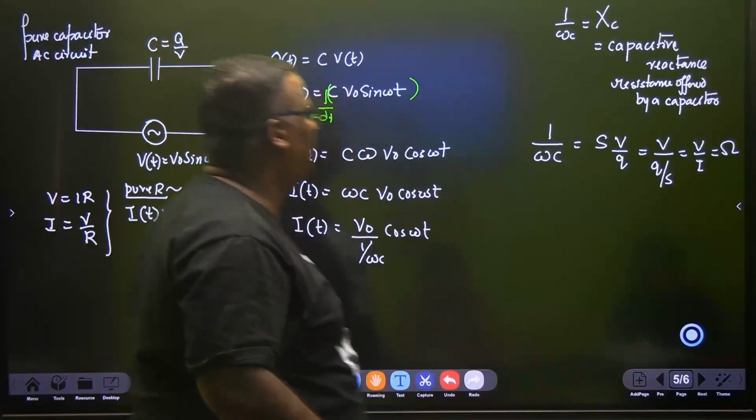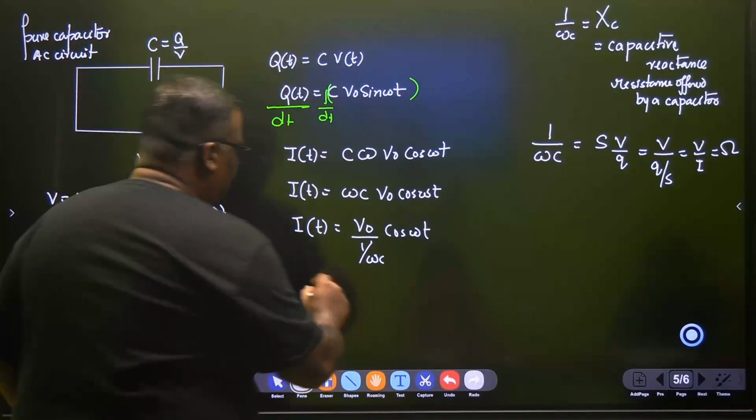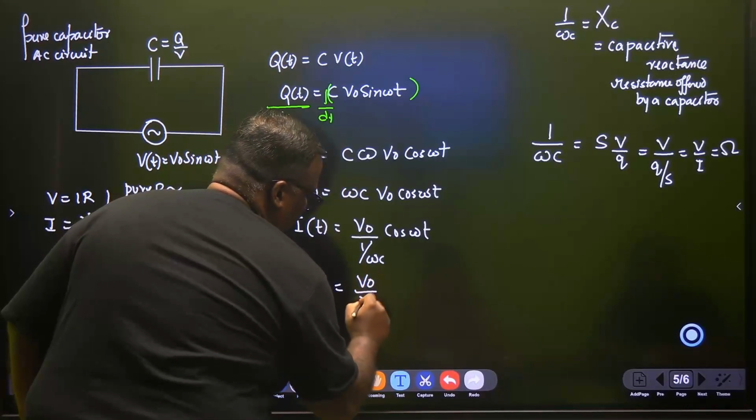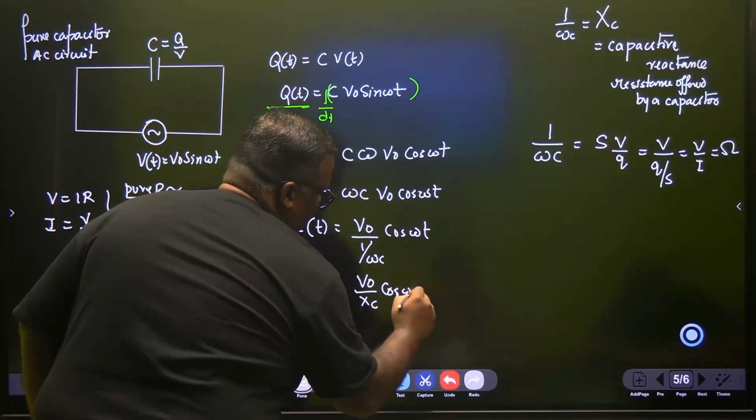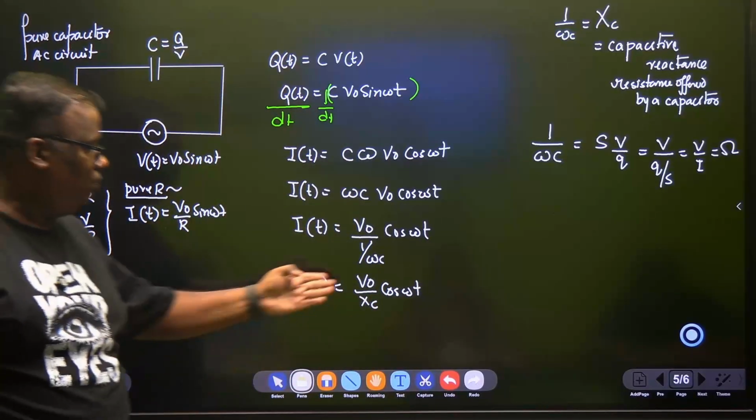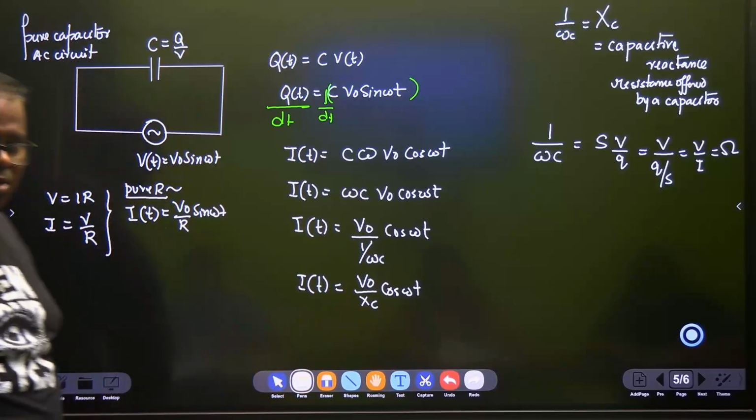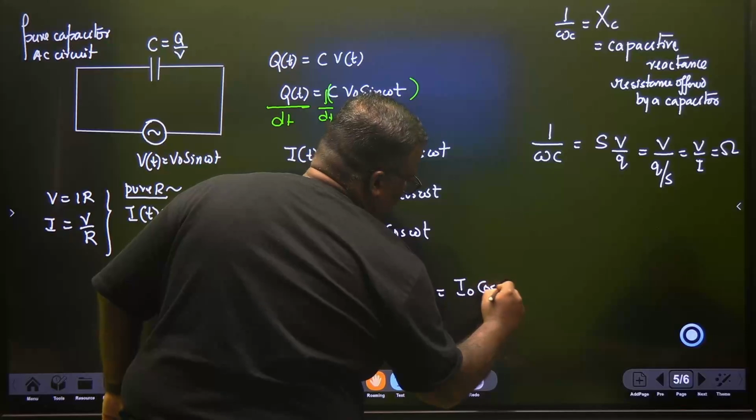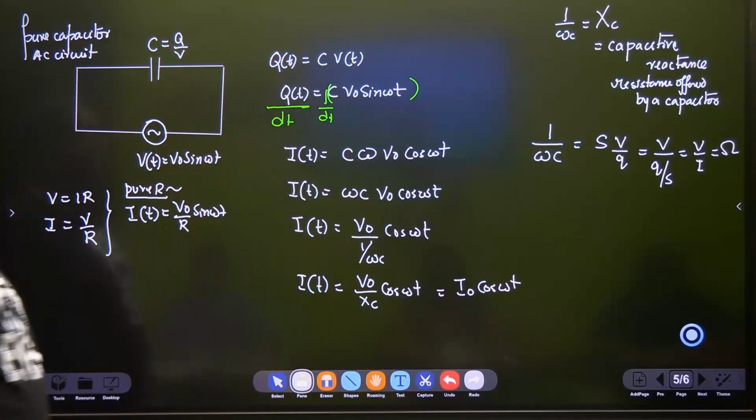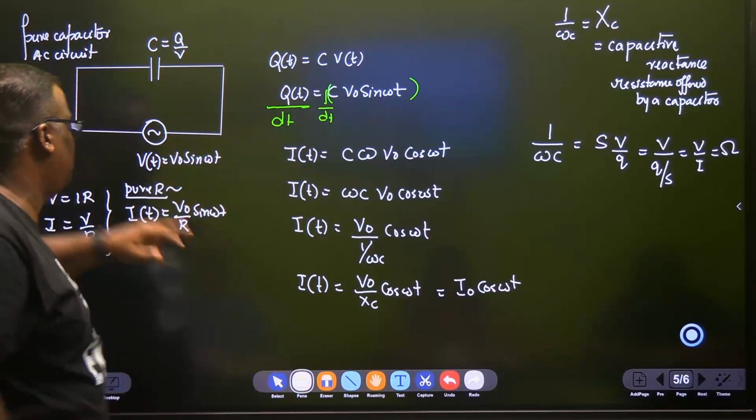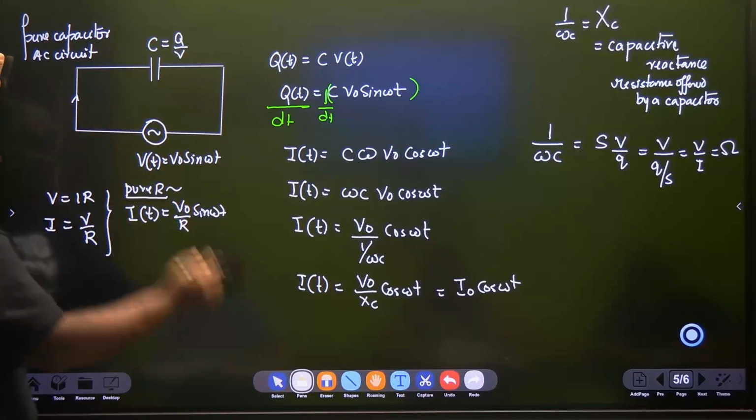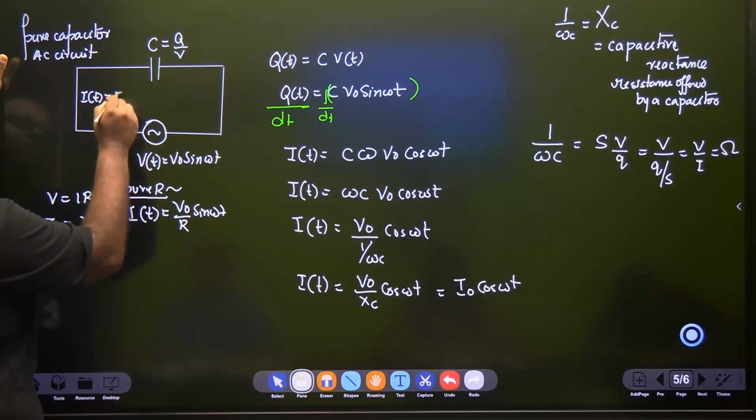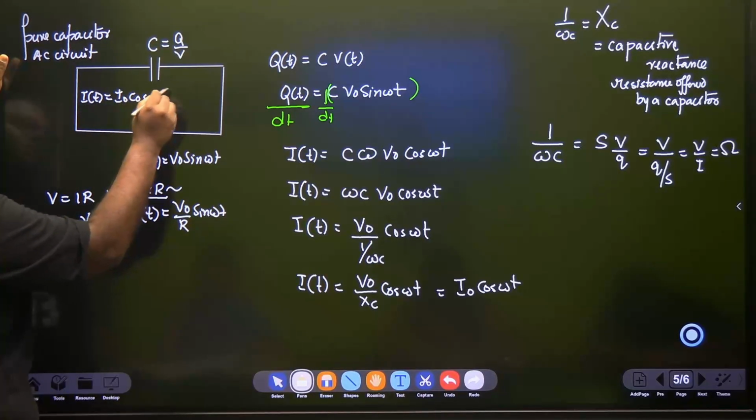Right. So we come back here. Now it's still not done. So I can write my equation: I at t is equal to V0 by XC cos omega t. Now I'm getting a feel of voltage upon resistance. That feeling is coming or not? So I replace this with I0 cos omega t. Wow. I started with a signal V0 sin omega t, and the current at any time in a pure capacitive circuit is I0 cos omega t.